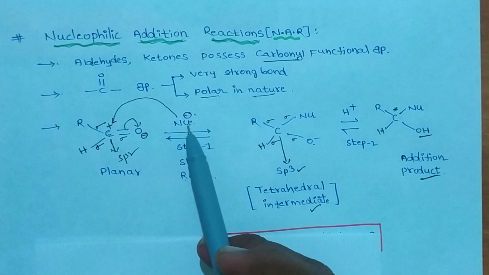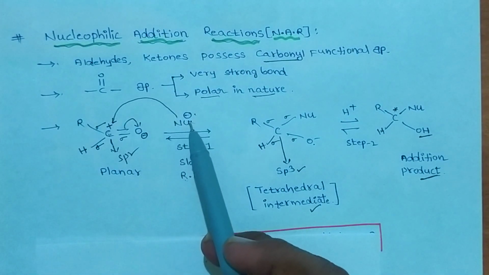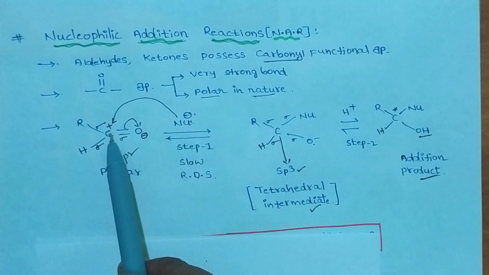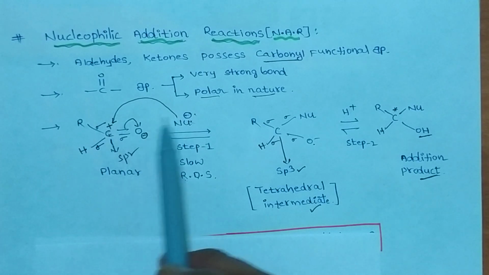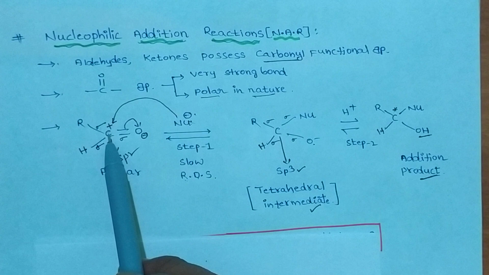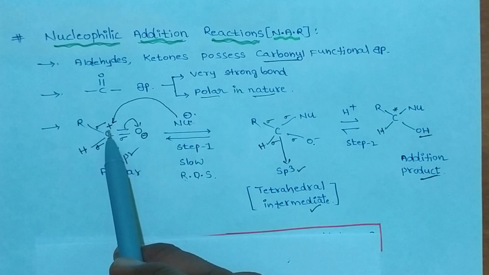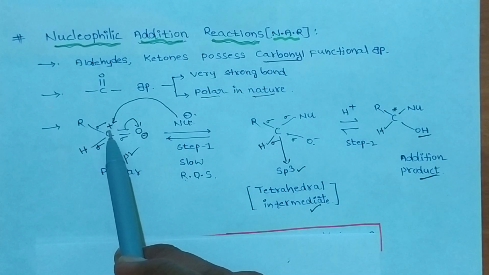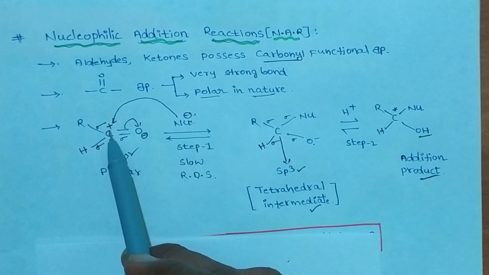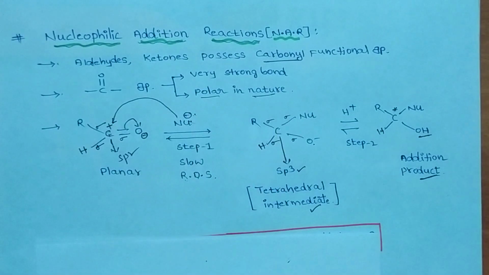Now here we have to remember one point. What is that point? If this carbon has more positive charge, then the attack of the nucleophile is easy, so nucleophilic addition reactions proceed at a faster rate. If this carbon has less positive charge, less electron deficiency, the attack of the nucleophile is less, and nucleophilic addition reactions are slow. Okay, that is one point.